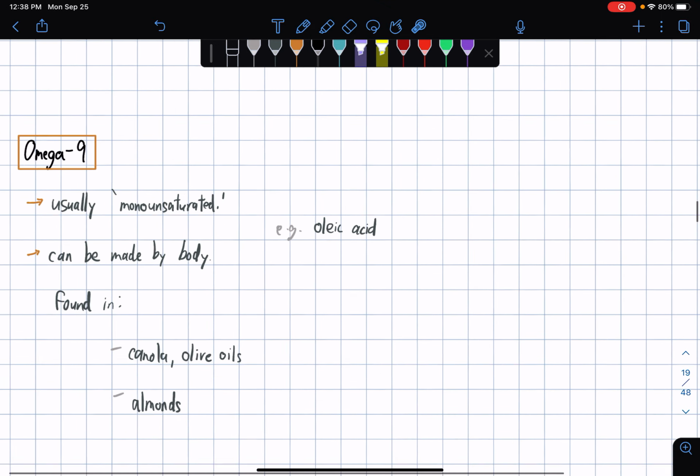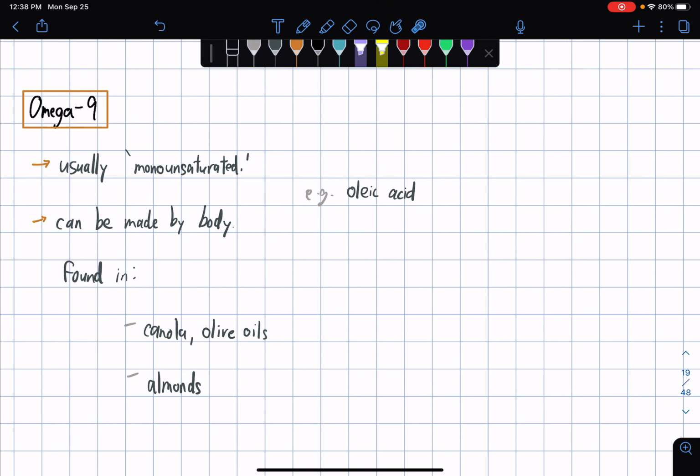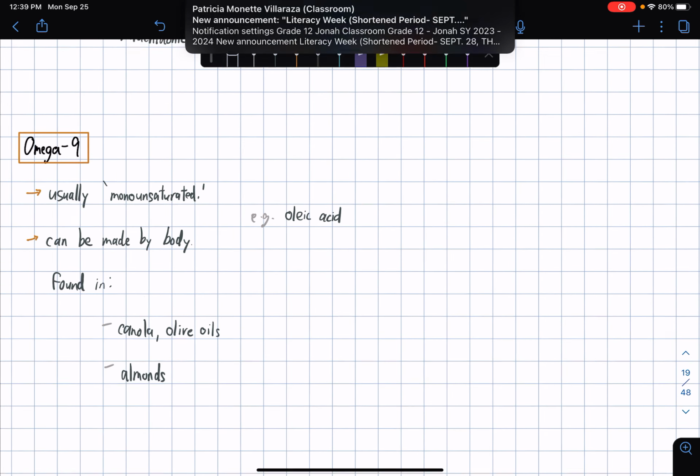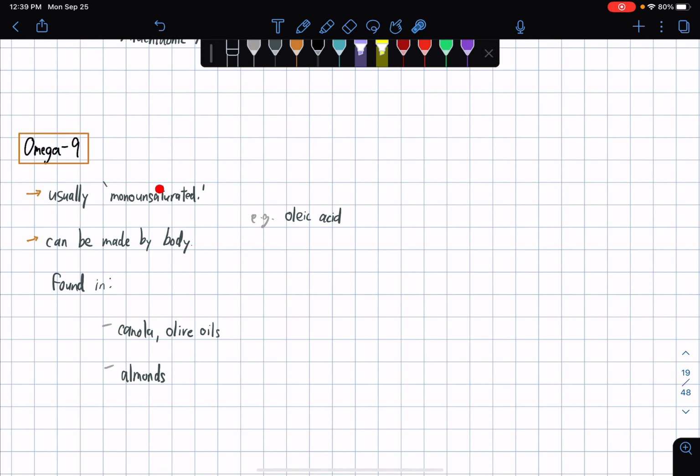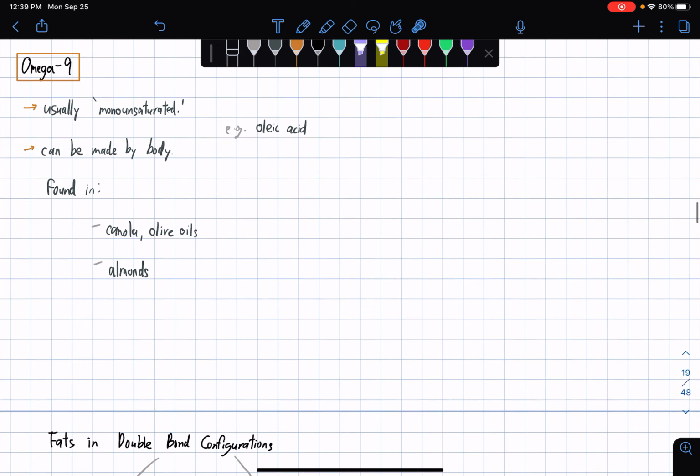So for omega-9, they are usually monounsaturated. It only has one double bond, and it can be made by the body. It can be found in canola, olive oils, and almonds. One example is oleic acid, which is unsaturated, which makes sense because it says here mono, unsaturated.